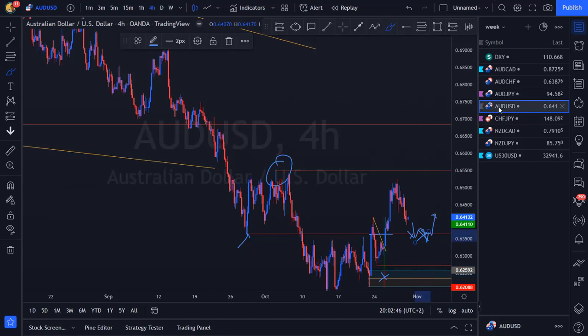So I am bullish bias on AU, but I am not going to add a tag there because it's not going to be on the watch list for next week.